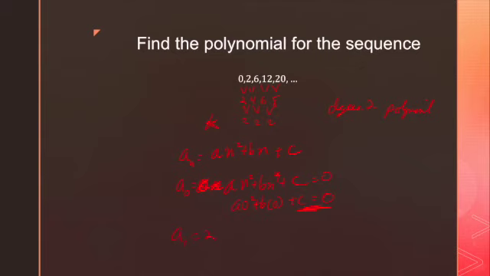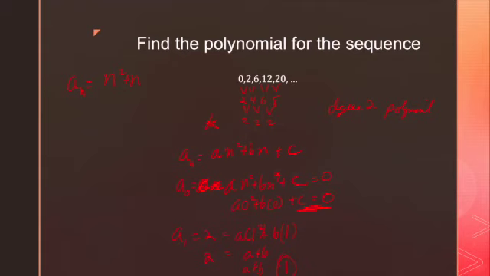So now I have a sub 1 is 2. That's going to be a times 1 squared plus b times 1. So I get a plus b equals 2. So that means a and b are both 1. So I've solved my equation. My formula is a sub n equals n squared plus n. Let's make sure this works.